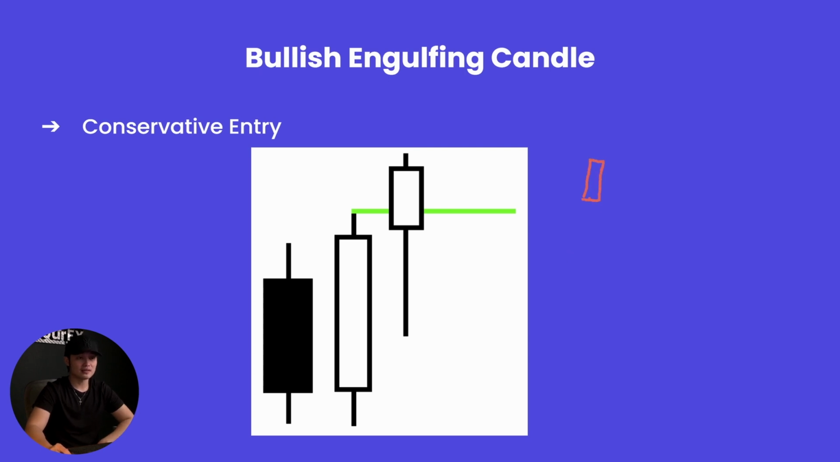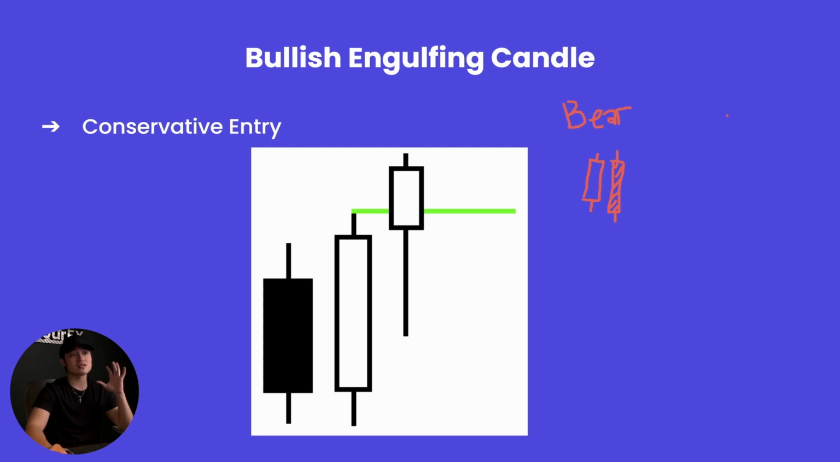This is the smaller candle, and here is the bigger engulfing candle. It should be like this. Okay, it should be a full-body red candle or maybe a black candle here. So for the conservative entry on the bearish, okay, this is the bearish, bear.